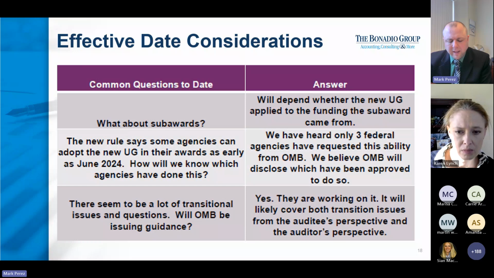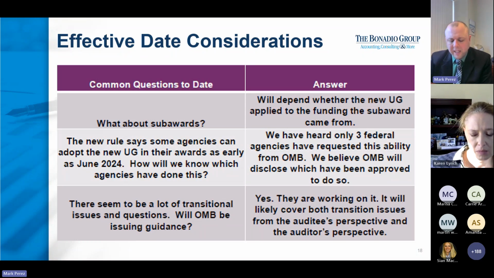Again, there seem to be a lot of transitional issues. Will OMB be issuing guidance? Yes, they're currently releasing data. I mean, at the start of this presentation, I mentioned that our points are based on the current interpretation of the standards, and they can change. So I think a lot of lingering remaining questions will be answered when the new version of the compliance supplement will hopefully be coming out in May of 2025.